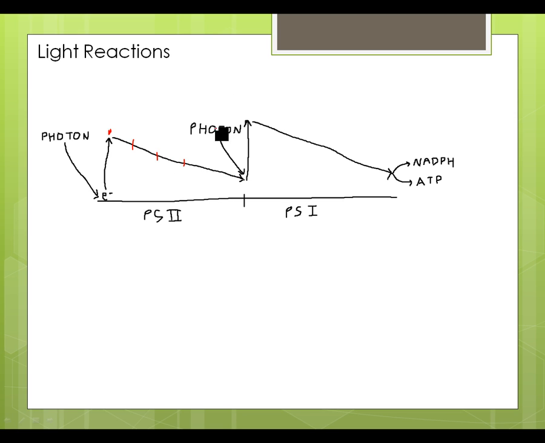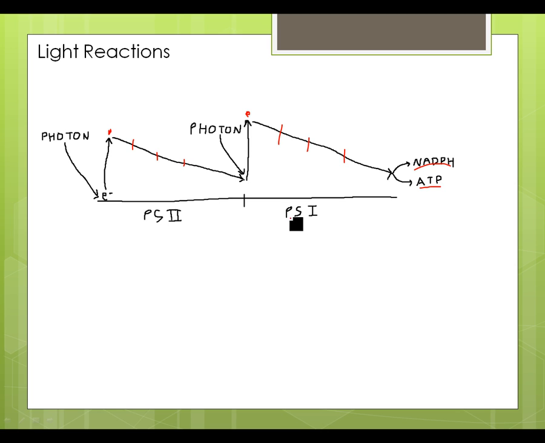then another photon from the sun comes in and it excites them again and brings them up here, and then they jump from molecule to molecule again until they're delivered into the NADPH and the ATP.